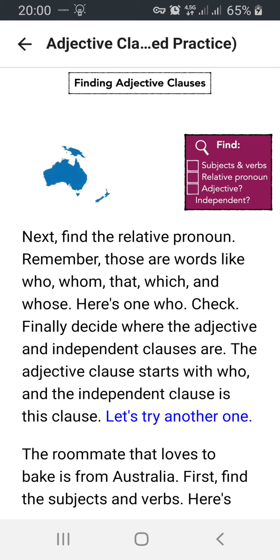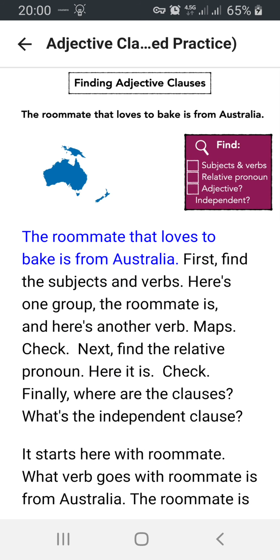Let's try another one. The roommate that loves to bake is from Australia. First, find the subjects and verbs. Here's one group, the roommate is. And here's another verb, loves. Check. Next, find the relative pronoun. Here it is. Check.